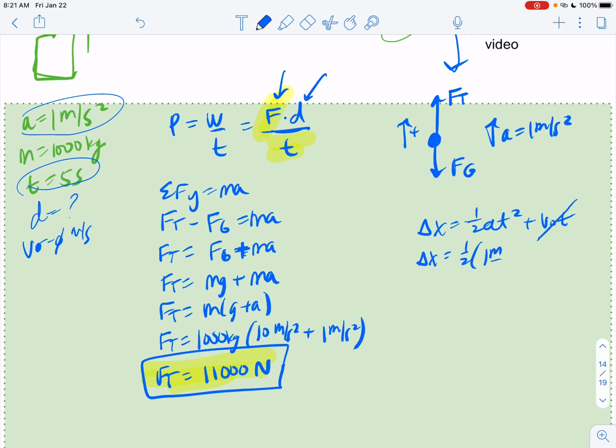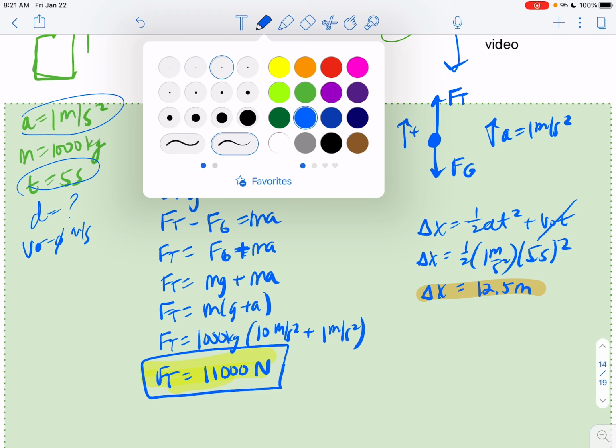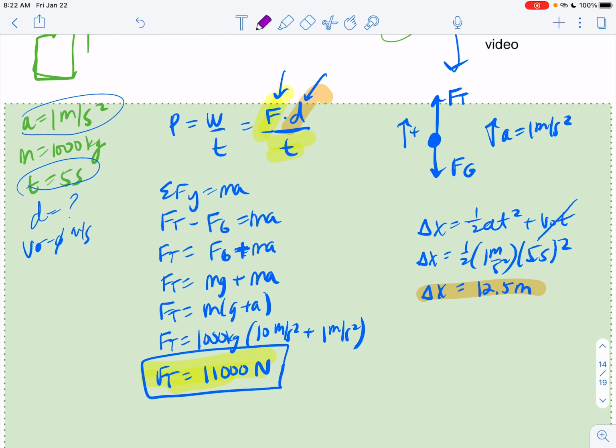So the acceleration is 1, and it happened for 5 seconds squared. So that's half of 25, so 12.5 meters, and then that will go there. So it's not really like it's anything new necessarily or hard. You just kind of have to fit all the pieces together.